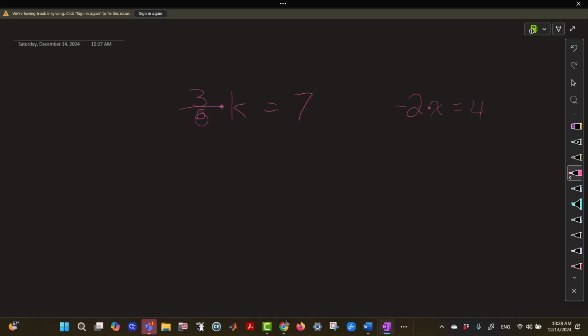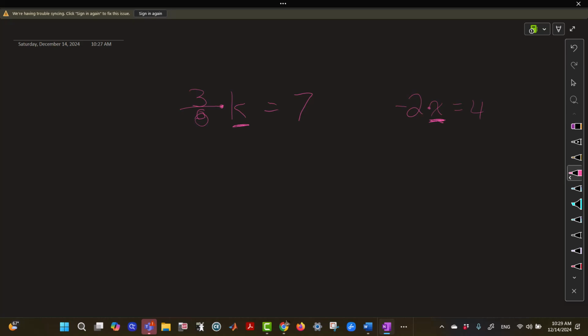And whenever you're solving an equation, the goal is to get the variable by itself. So in this equation, it would be to get the x by itself, and this one to get the k by itself. And the way you do that is by doing the inverse operation of what's being done to the variable. So right here, the 3/8 is multiplied to the k. Here, the negative 2 is multiplied to the x. To get the x by itself, we do the opposite of that.